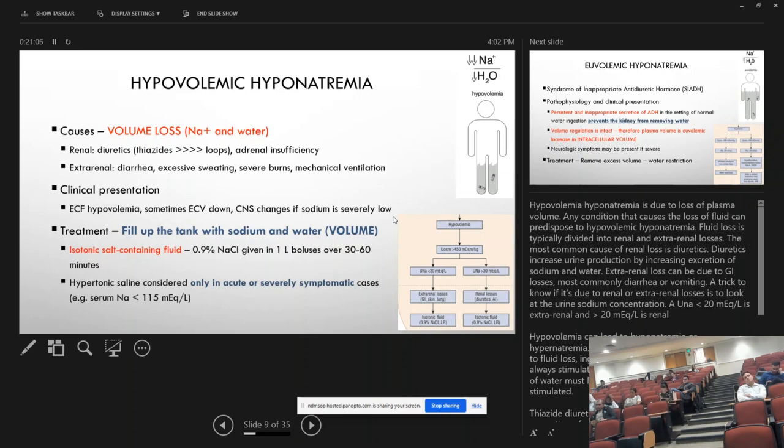So what are symptoms of severe hyponatremia? Seizures. Seizures, coma. Okay? Those are probably the two main reasons to give hypertonic saline. If your patient is comatose, you want to correct that sodium fairly quick. If they're seizing, you want to correct that sodium fairly quick. If they don't have any of those, you're probably not going to use hypertonic saline.